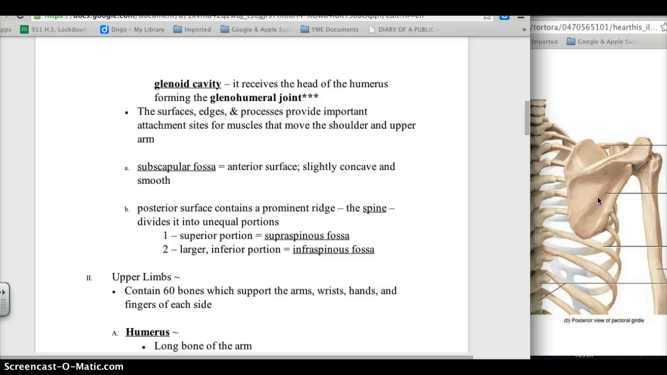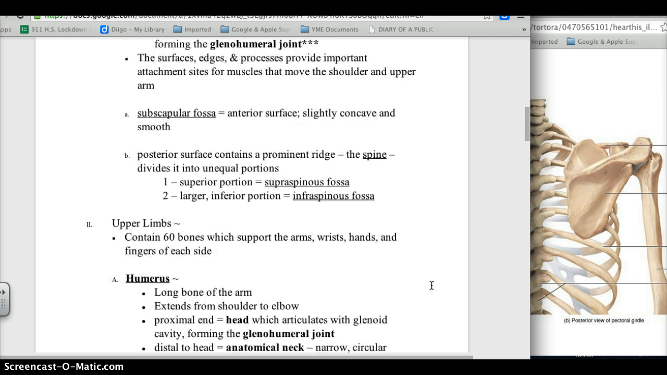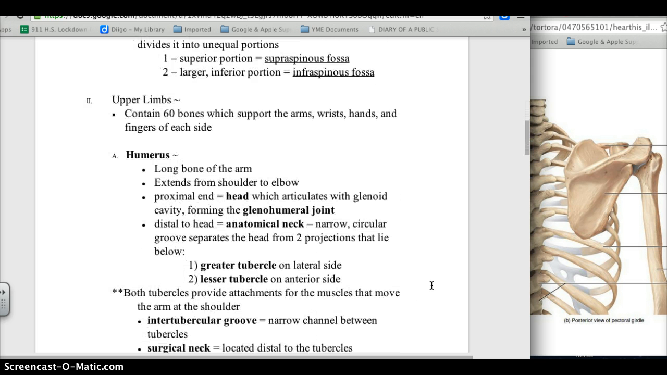All right, so that's your pectoral girdle. The clavicle and scapula make up the pectoral girdle, which basically becomes that anchor for your humerus, for the upper arm. All right, so let's move on to the upper limbs. Within your upper limb, you have 60 bones. So from the humerus down to your phalanges, if you were to count them all up, you would have 60 bones that support your arms, wrist, hands, and fingers on each side.